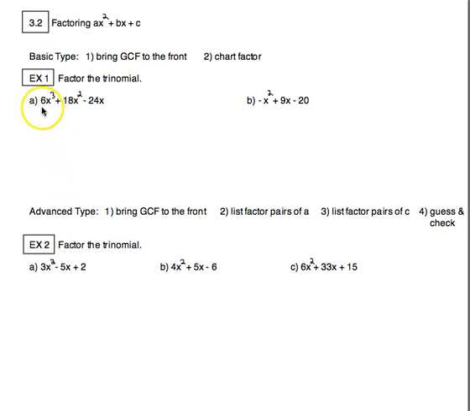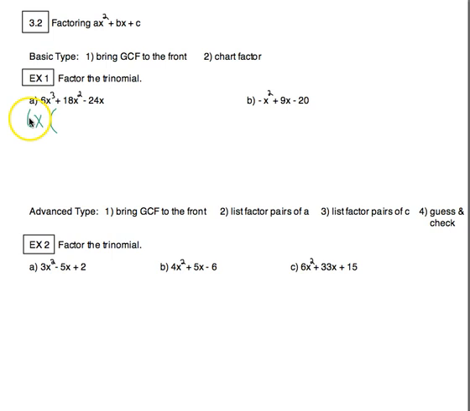So I need to ask myself, what's the greatest number that divides 6, 18, and 24? Hopefully you know that that answer is 6. You can of course test things out with your calculator. So with my GCF, I have a 6 and I have the common factor x. So when we say bring it to the front, that means we're factoring it out, we're dividing it out. So what I write next is what I get when I divide each term by 6x.